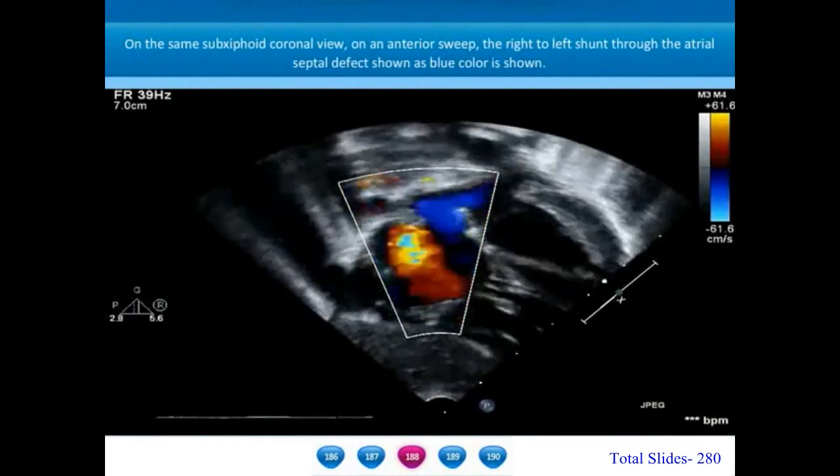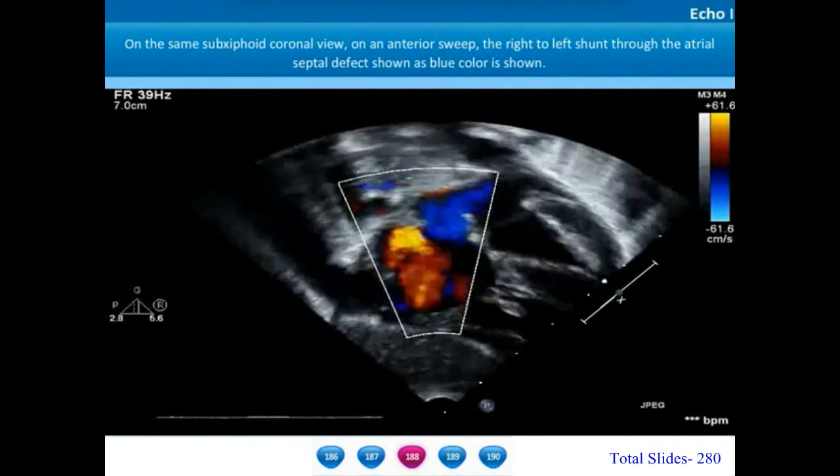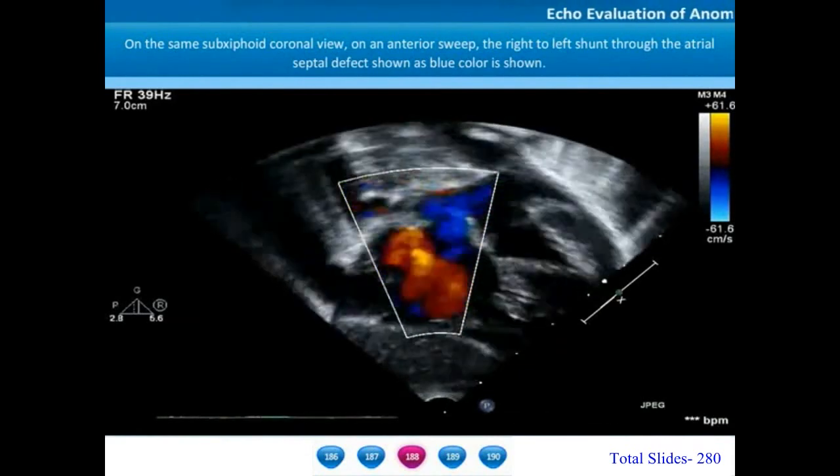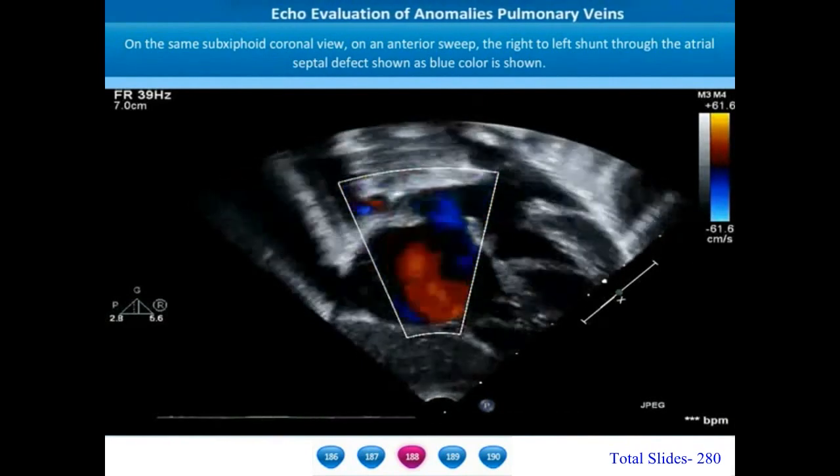When we sweep anteriorly on the same subxiphoid coronal view, we see the flow of blood from the right atrium into the left atrium through a large secundum atrial septal defect.